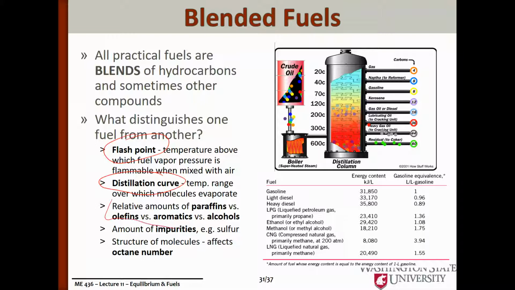We need certain amounts of paraffins versus olefins versus aromatics and alcohols to get the correct flash point and distillation curve. We also care about the impurities. We want to minimize the sulfur in our fuels, and we need some measure of how well it's going to burn. For that we're going to use the octane number, and we'll get to some examples of that later. But these are the things that we actually care about measuring in our blended fuels, as a combined property rather than of the individual fuel hydrocarbon molecules.